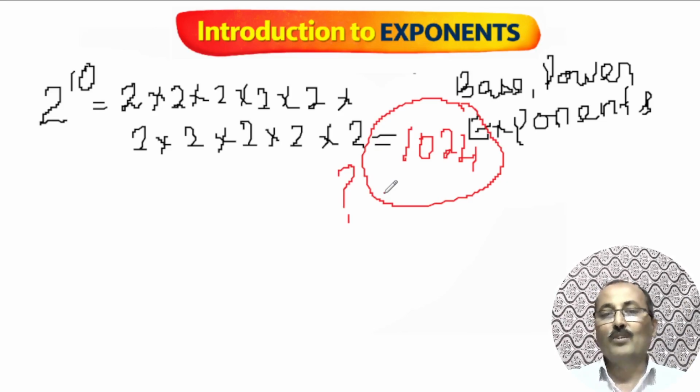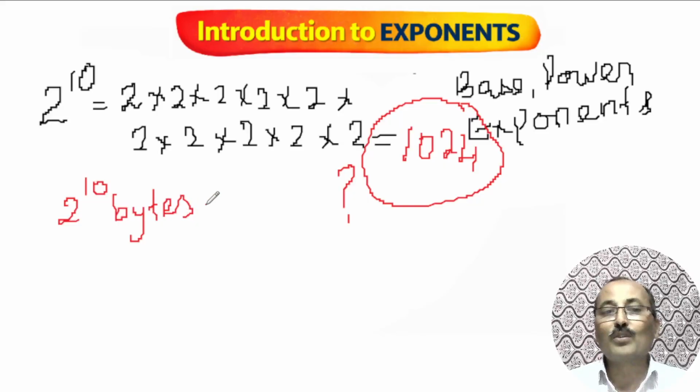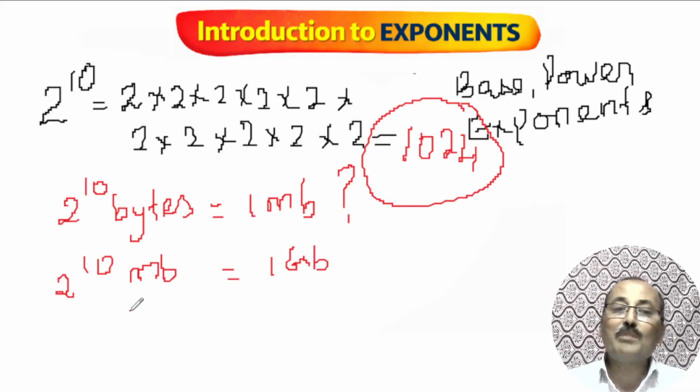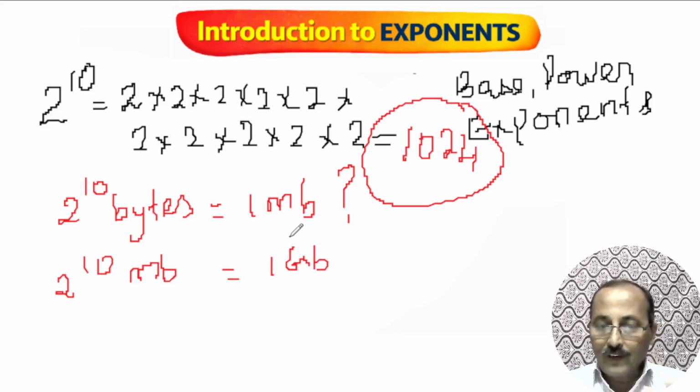For teaching, for doing anything, it is 2 to the power of 10. If you write 2 to the power of 10 as bytes, 2 power 10 bytes equal 1 MB, and 2 to the power of 10 MB equal 1 GB, and 2 to the power of 10 GB equal 1 TB, that is 1000. We would have seen only approximately 1000, but it is not 1000.